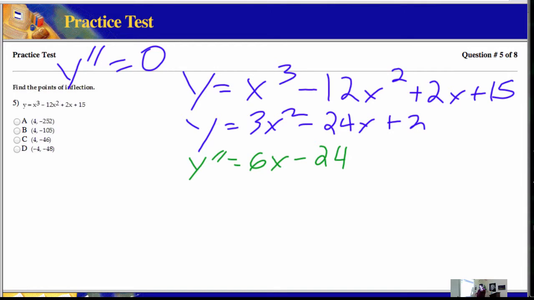Is that right? So the point of inflection occurs when this equals 0. So I'm going to say 0 equals, now if I factor out a 6, I get x minus 4. When I divide both sides by 6, I get 0 equals x minus 4, or x equals 4.